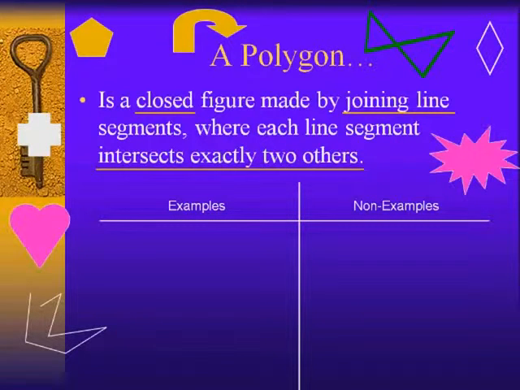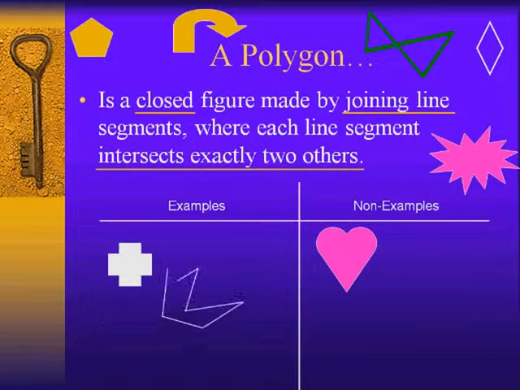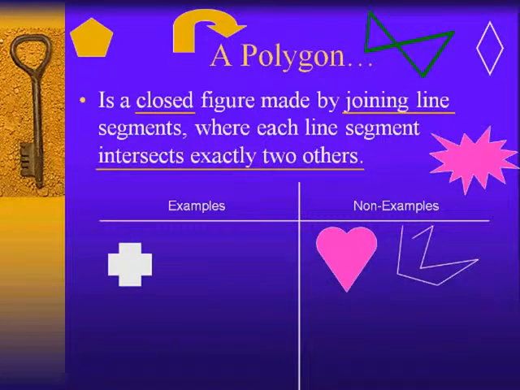Starting with the white cross, that would be an example. The pink heart would be a non-example. The curved lines don't match the definition, and the fact that one line is not meeting two others, intersecting two others, means that doesn't meet that part of the definition as well. The white zigzaggy line is a non-example because it is not closed, since that opening there makes sure it does not match that polygon definition.